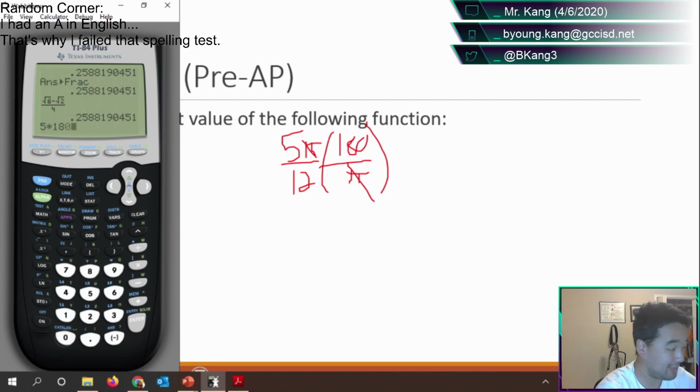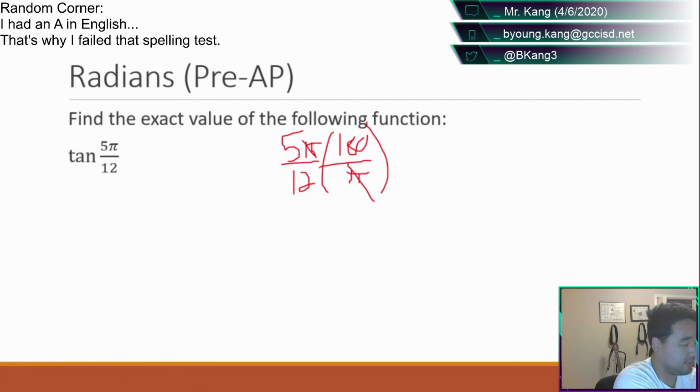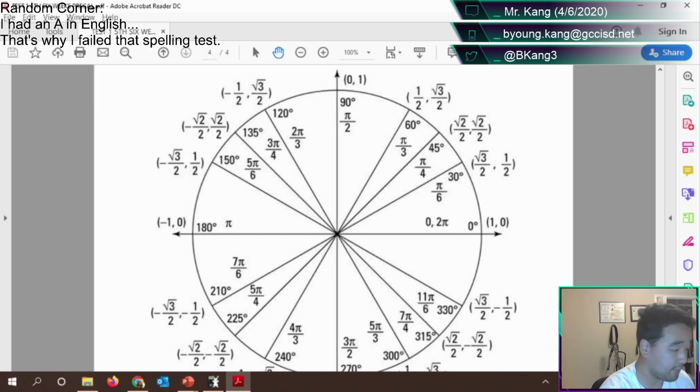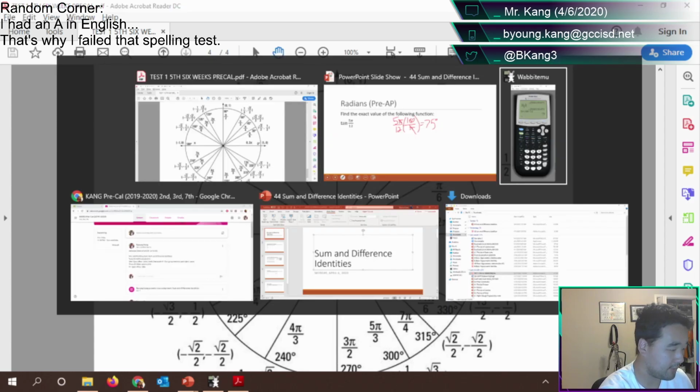I've had teachers in the past not let me do that, or at least not show that work. I mean, it's actually 75 degrees. So let's pretend we're doing everything with fractions in our head, but we know we're just doing 75 in our head. Okay. Now if we look at our unit circle, if we do pi over 4 plus pi over 6, you end up getting 5 pi over 12. 45 plus 30 is 75. Another way to think of it that way.